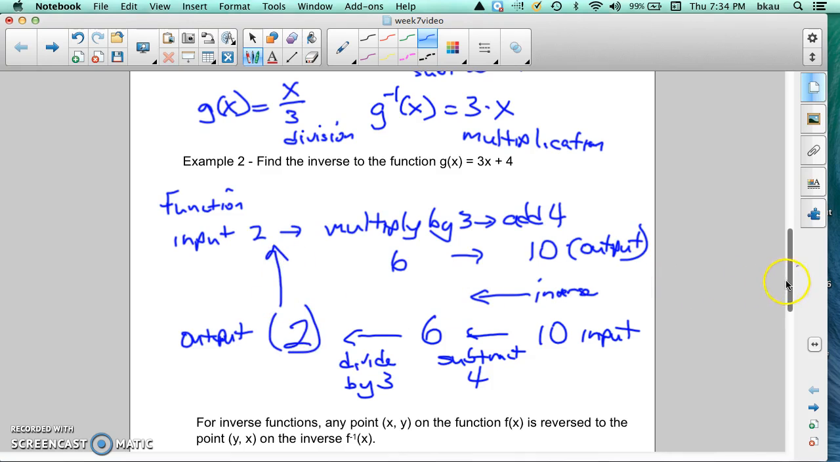Now we could write an equation for that. In this case, our g inverse function is going to first subtract 4. So we're going to take our x value and subtract 4. And then we're going to divide that number by 3. So this would be my inverse function for that function g of x equals 3x plus 4. We want to follow these arrows back, and we want to create a function that subtracts 4 and then divides by 3.